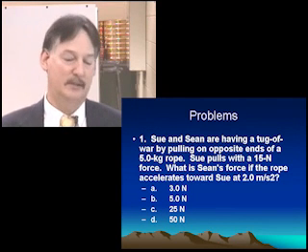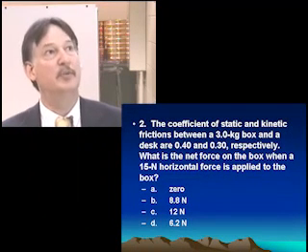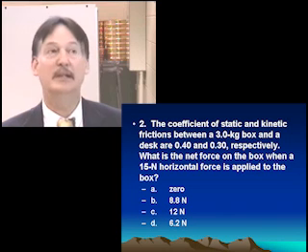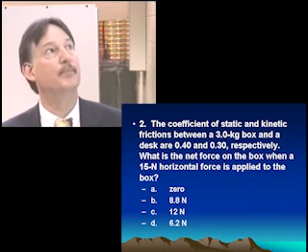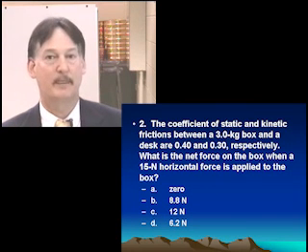Here we have an example of a coefficient of friction. And we're told that the coefficients of friction are 0.4 and 0.3. Okay? Now we're going to apply a net force of 15 newtons to this box. And we're going to ask the question, what is the net force on the box when a 15 Newton horizontal force is applied to the box? Okay.